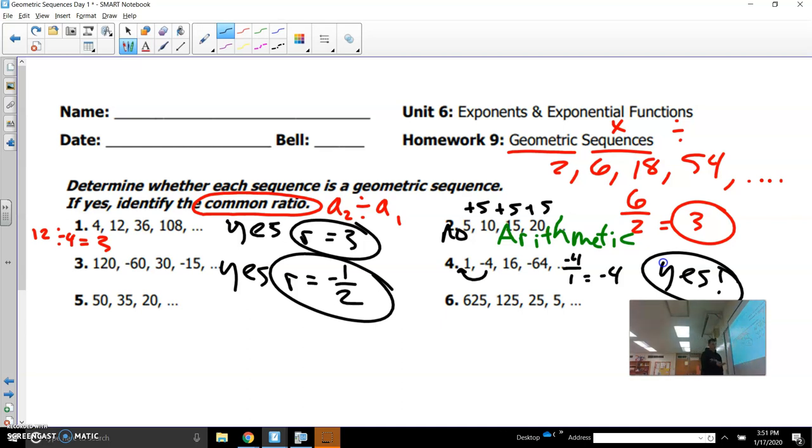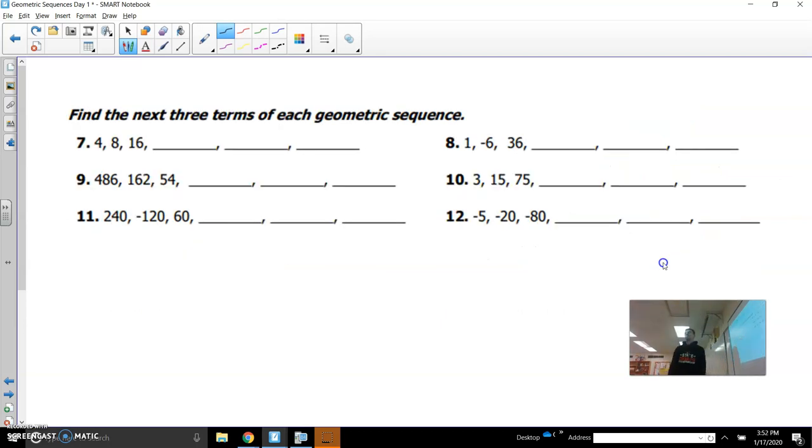So is 5 arithmetic or geometric or neither? What's going on with number 5? And then same thing with number 6. What's going on as those numbers are decreasing? Is it geometric? And if so, what's that common ratio?